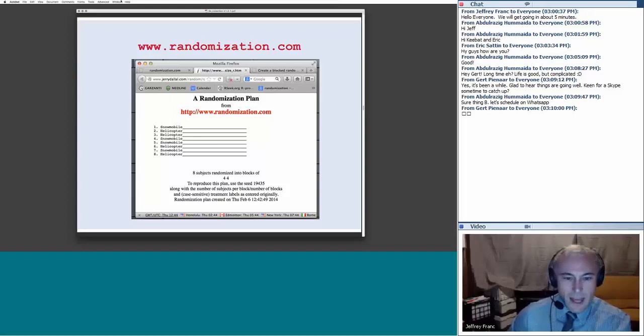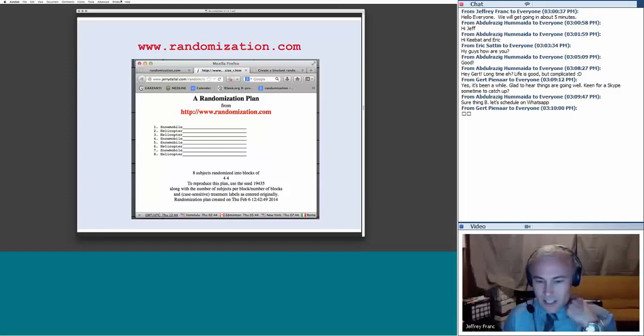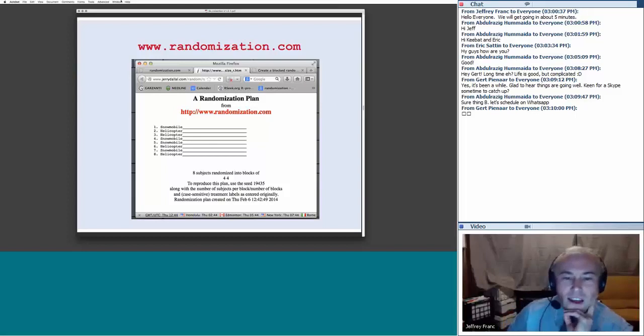Okay. And the nice thing about this randomization site is very interesting. Because each of these plans has a seed, you'll see this seed is 19435, other people can reproduce your plan exactly. So it makes it reproducible. It shows people that you are transparent in your methodology.